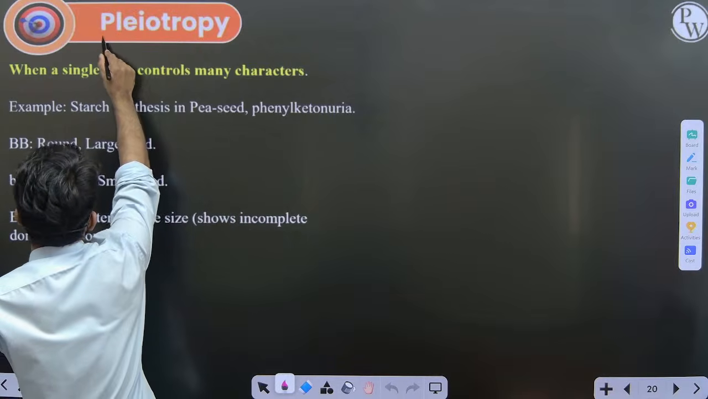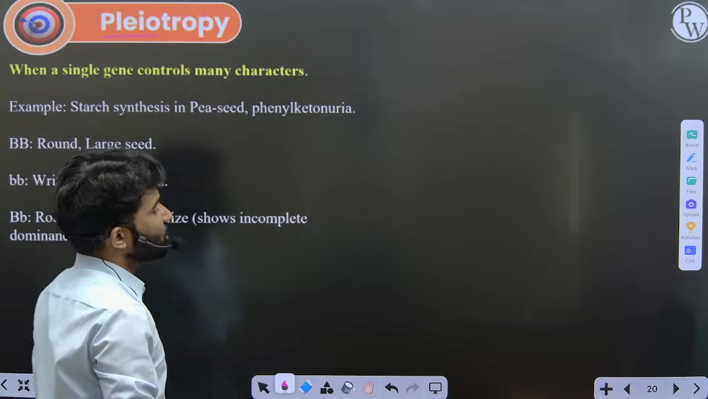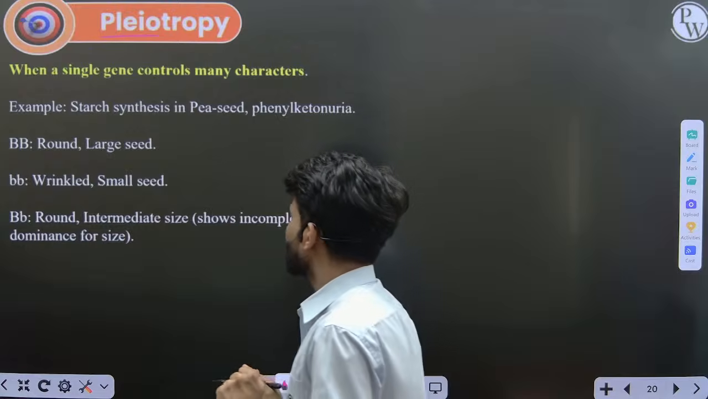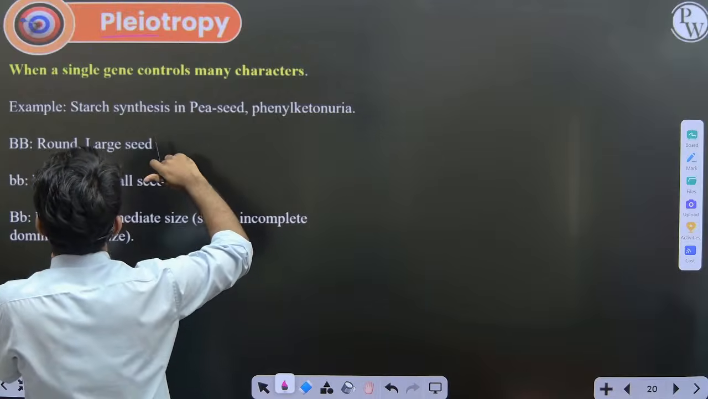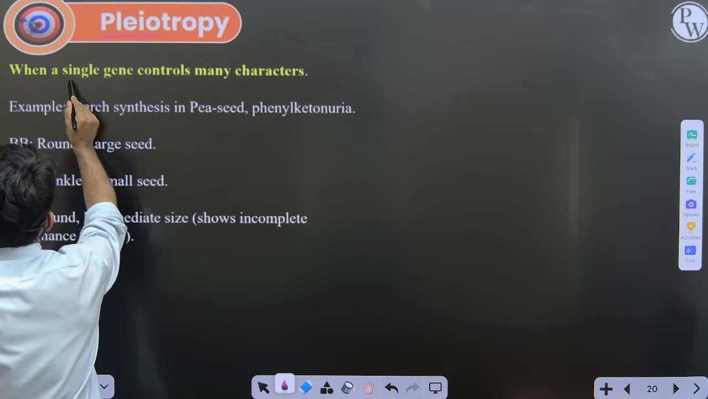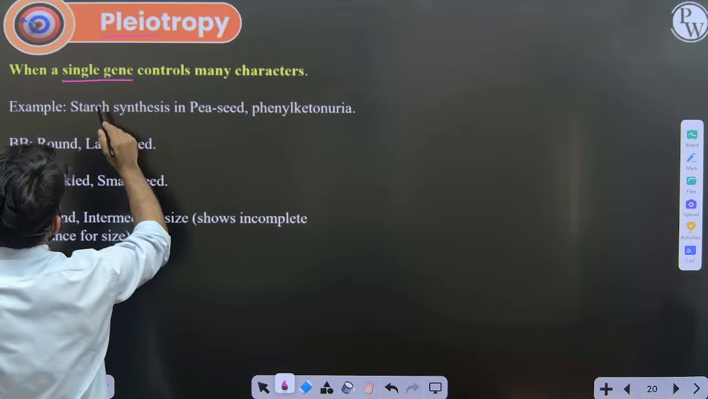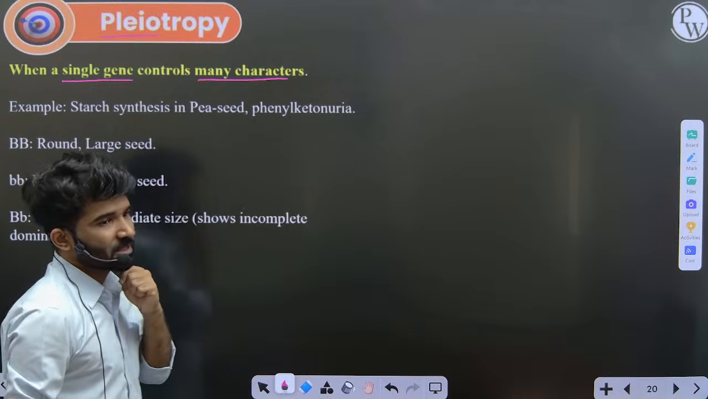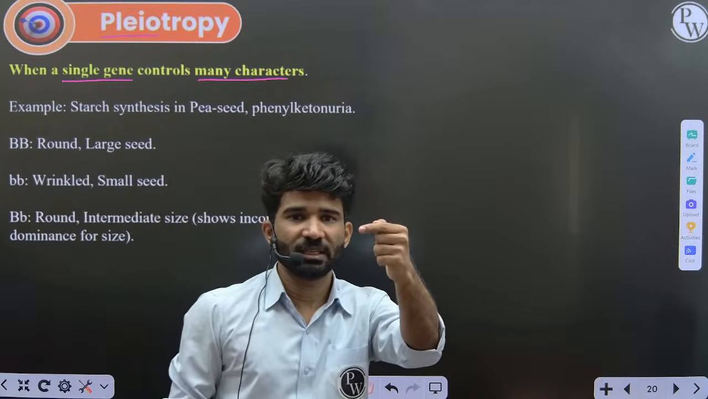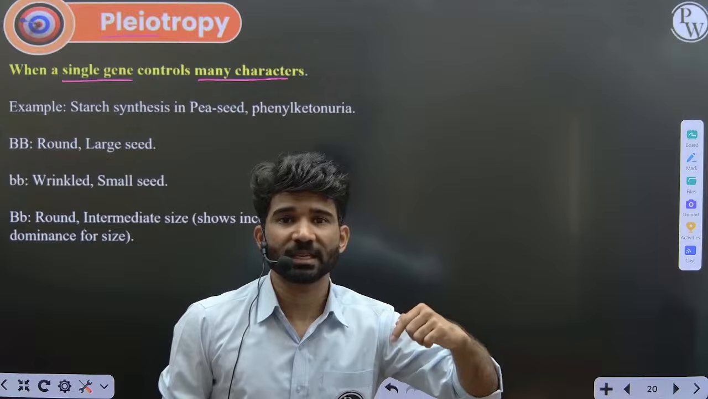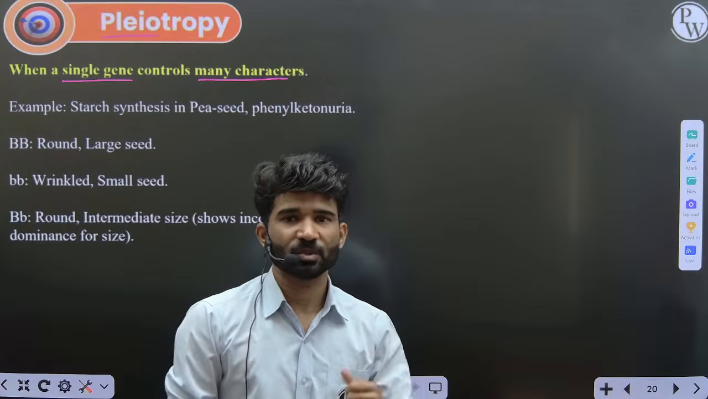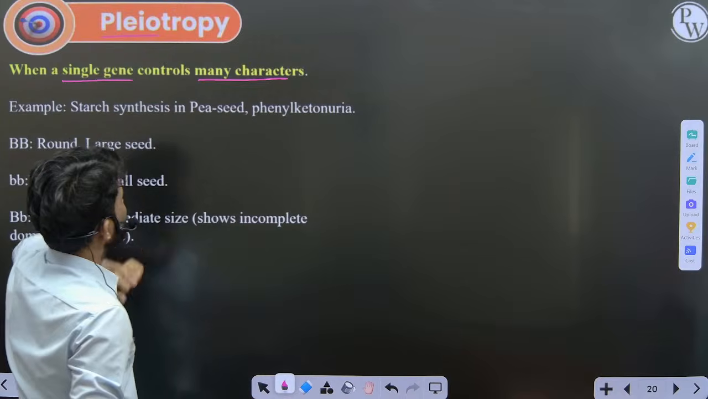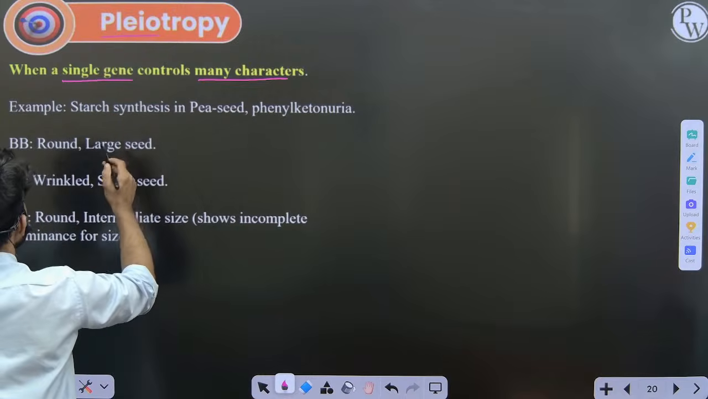So the next concept is pleiotropy. What is pleiotropy? Pleiotropy is where a single gene controls more than one character in the organism. Then it is called pleiotropy. What are the examples for pleiotropy?